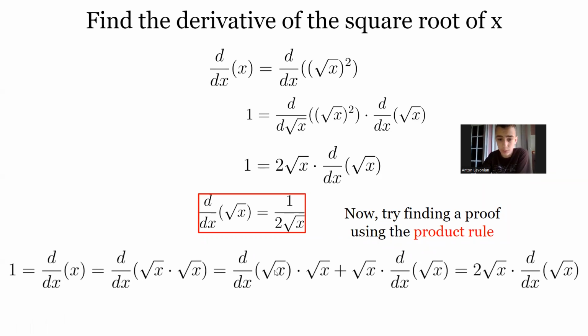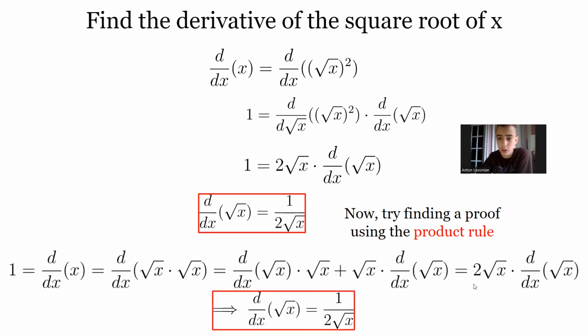And so here we have two of the exact same terms being added together. That's the same thing as 2 root x times the derivative that we want to find. So we can divide both sides by 2 root x. We have this 1 over here that all of this is equal to, and we get that the derivative is 1 over 2 root x.